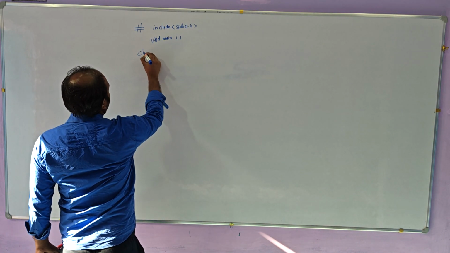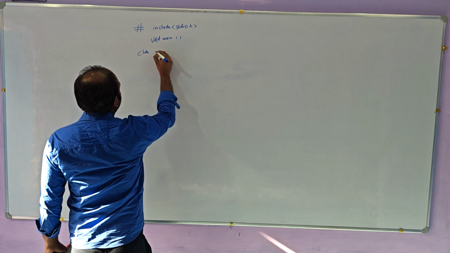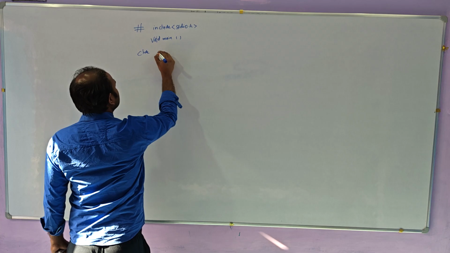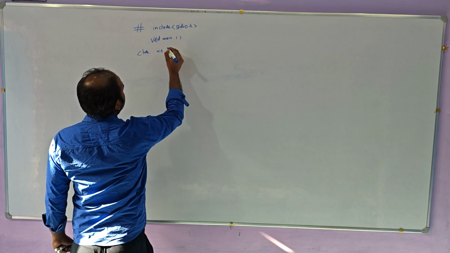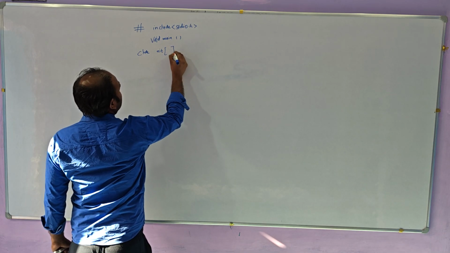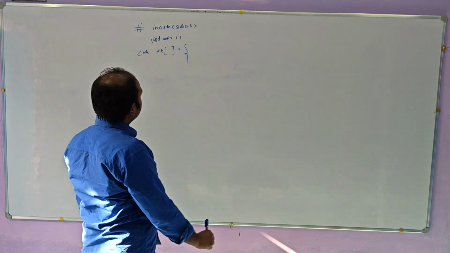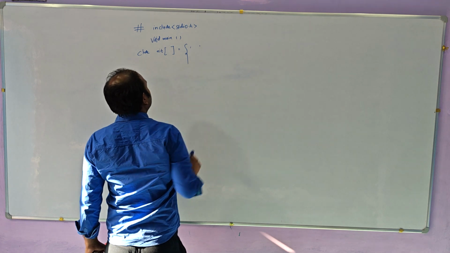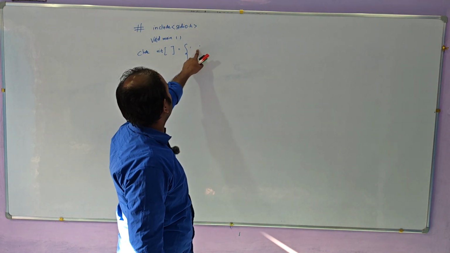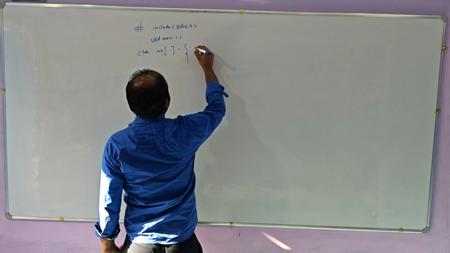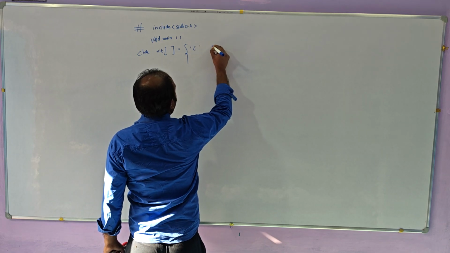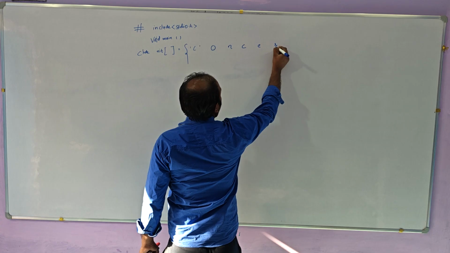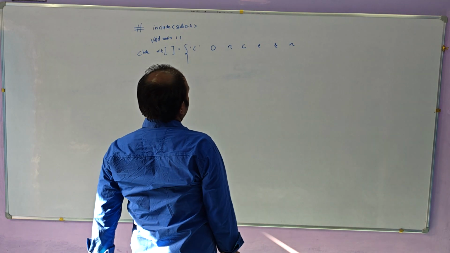Now take care of the array, like neat. We consider single quotes to represent a letter: C, O, and C, E, R, N, concern.